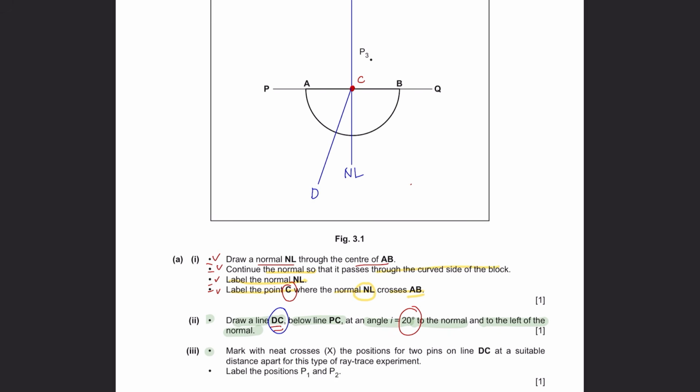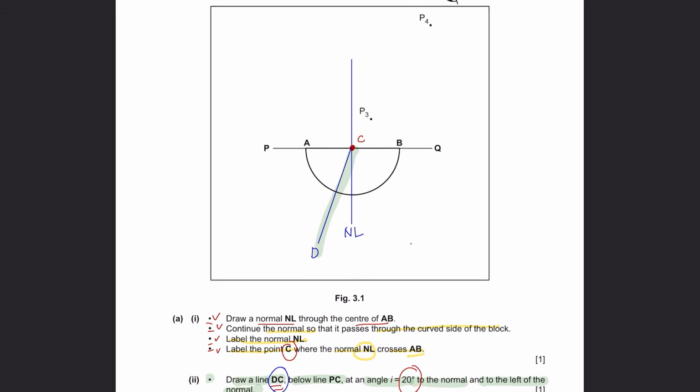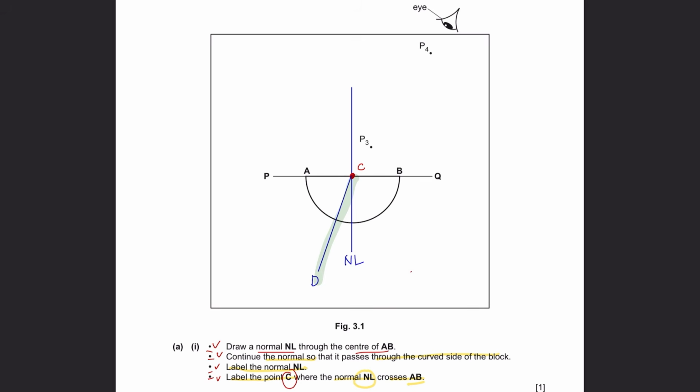Part 3, bullet point 1. Mark with neat crosses X the position for 2 pins on line DC at a suitable distance apart for this type of ray trace experiment. Label the positions P1 and P2. Okay, this may sound complicated but it's actually quite simple.